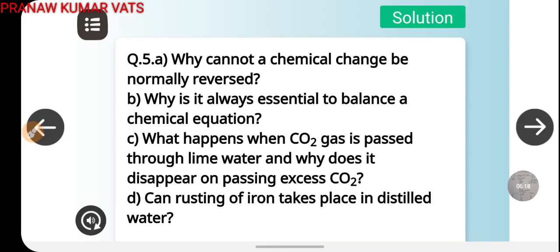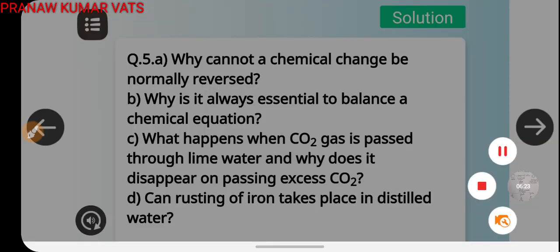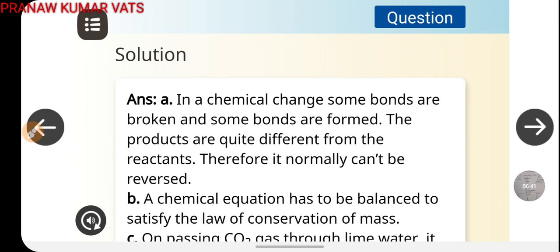Next question is, why cannot a chemical change normally be reversed? Why is it always essential to balance a chemical equation? What happens when CO2 gas is passed through lime water, and why does it disappear on passing excess CO2? And can rusting of iron take place in distilled water? Answers to those questions are: in a chemical change, some bonds are broken and some bonds are formed. The products are quite different from the reactants, therefore it normally can't be reversed.